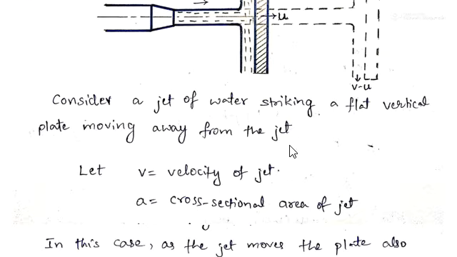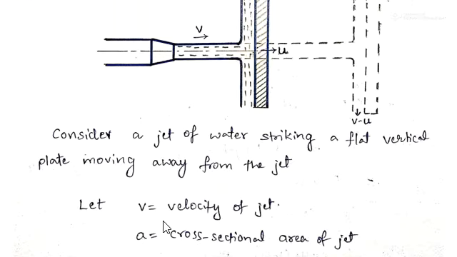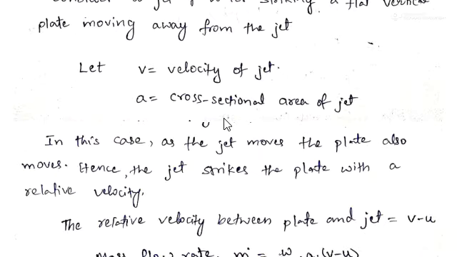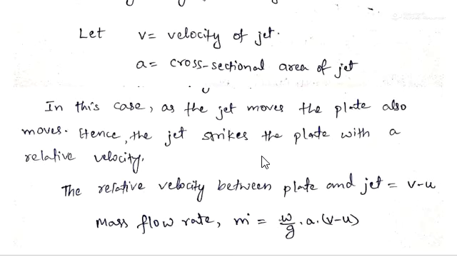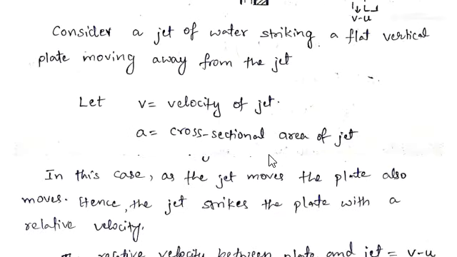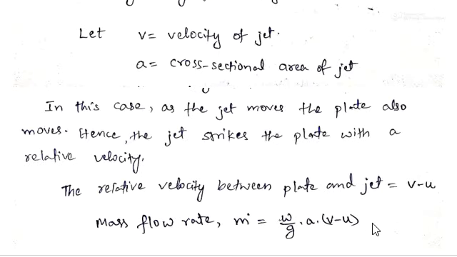So the plate is moving here, flat plate, and let V be equal to the velocity of the jet, and A is the cross sectional area of the jet. In this case, as the jet moves, the plate also moves. So we have to consider that the jet will strike the plate with a relative velocity. The relative velocity between the jet and the plate comes out to be V minus U.